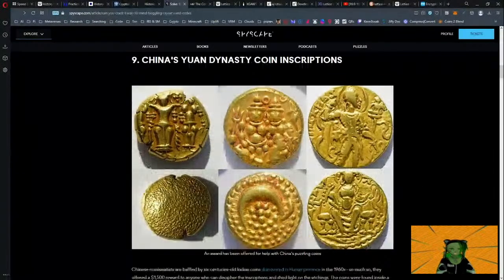China's Yuan Dynasty coin inscriptions. Now, this might have a lot of people kind of going, whoa, coin inscriptions? Wait a minute, Bitcoin coin inscriptions? Yeah, actually, why are you not using your Bitcoin coin inscriptions to inscribe, like, I don't know, a proof of stake third party second layer system built inside the core of Bitcoin? Wait a minute, you can do something like that? The Chinese dynasty figured out how to do something like that.